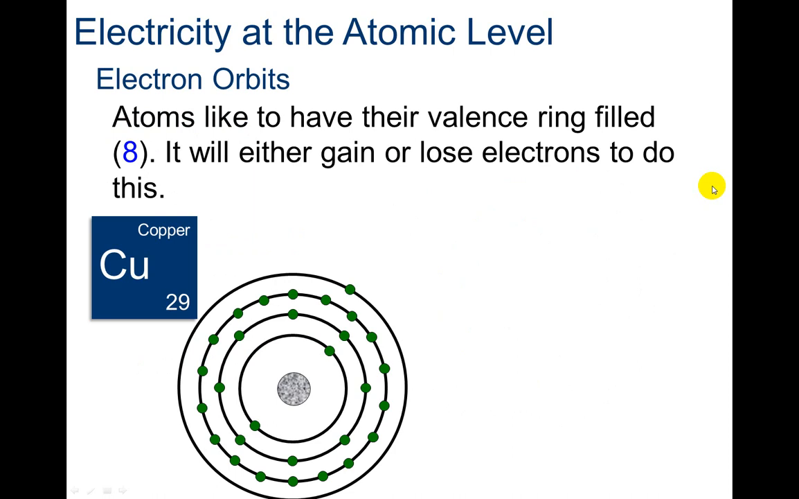All right, so this is a horrible 2D representation of where all the electrons are. But again, let's just look at this outer shell. This one would be in that s orbital going around. But atoms like to have their valence ring filled, whether it be 2 for helium, or 8 for the rest of the chart, right? So it will either gain or lose electrons to do this.